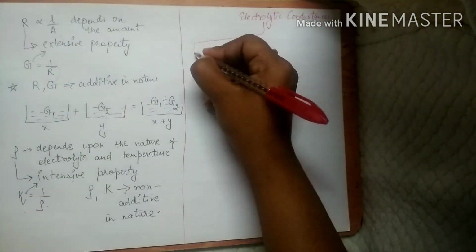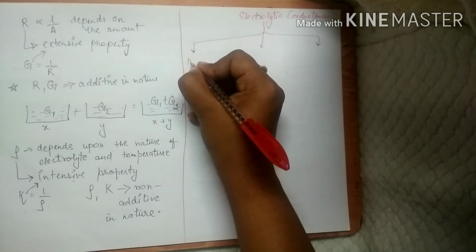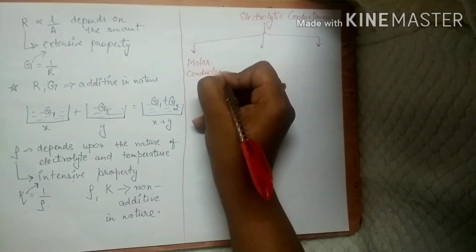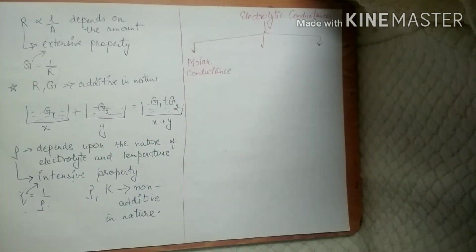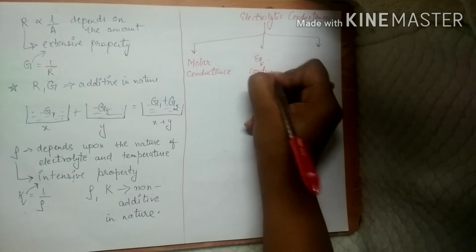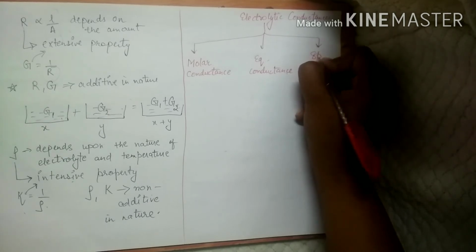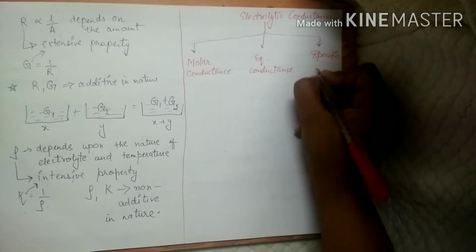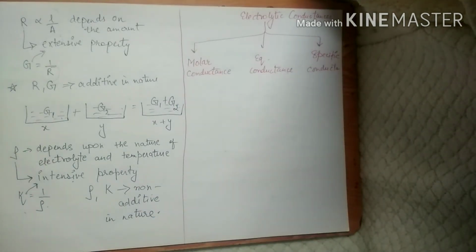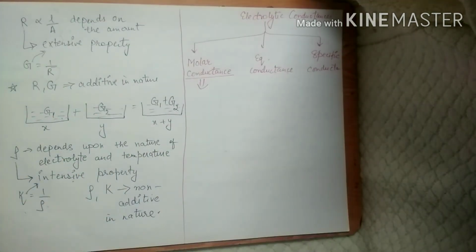See, these are of three types. It could be your molar conductance, equivalent conductance, and your specific conductance. This we have discussed, right? So one by one we are going to study each of them, right? So first we are going to study about your molar conductance.